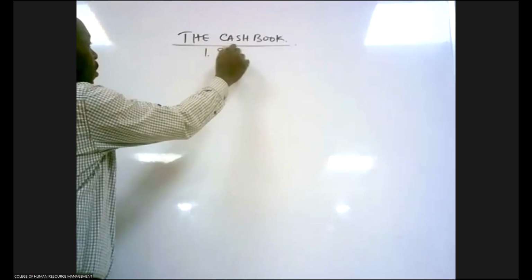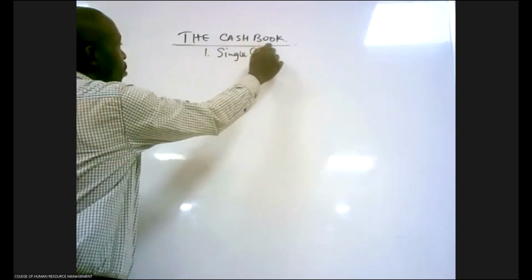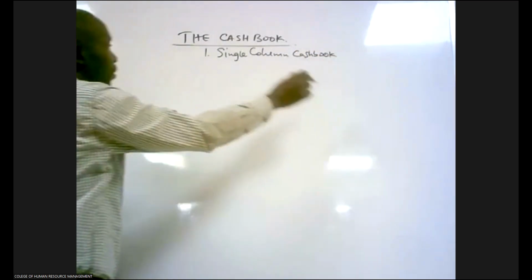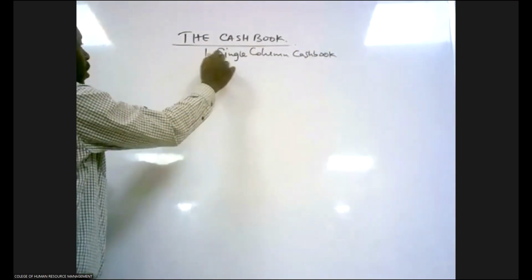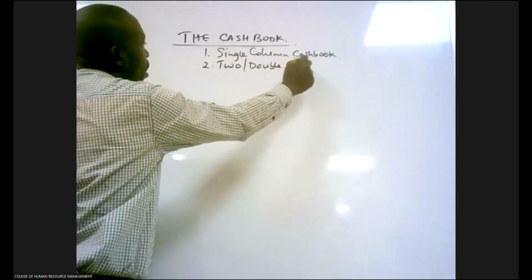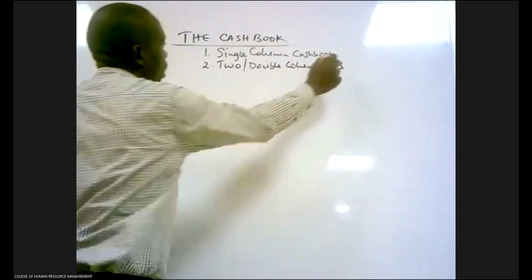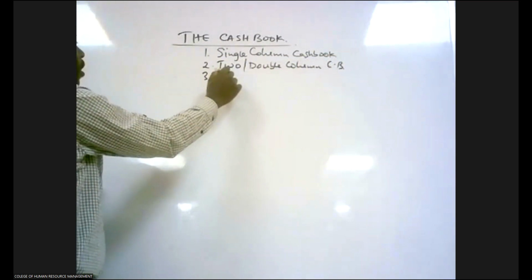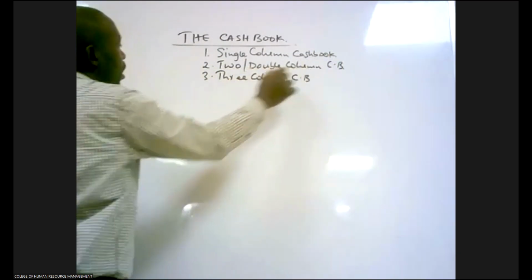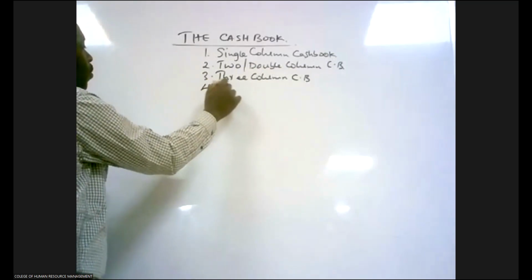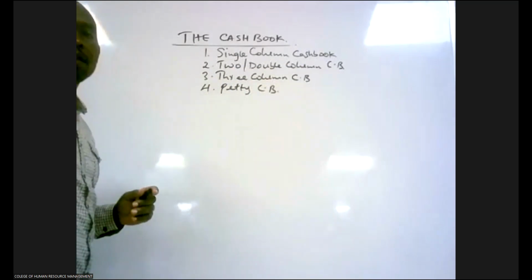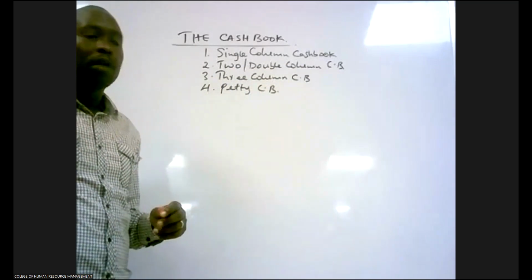Number one, we have the single column cash book. Two, we have the two column, also known as the double column cash book. Then number three, we have the three column cash book. And lastly, number four, we have the petty cash book. Those are the four types of cash books.